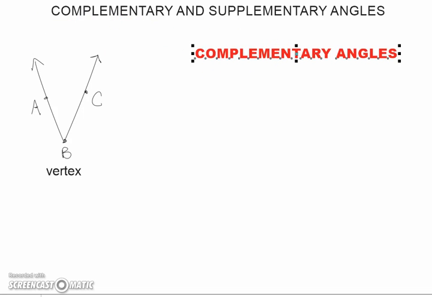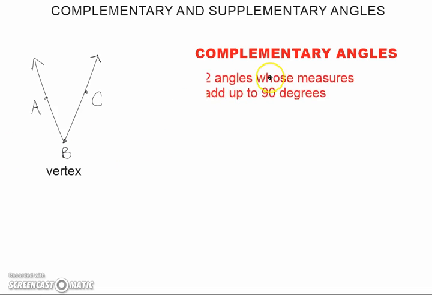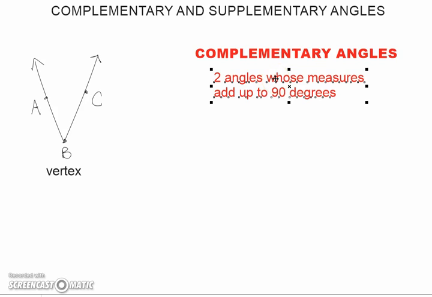Complementary angles are two angles whose measures add up to 90 degrees. The angles themselves are not 90 degrees each, but together mathematically they add up to 90 degrees. These are three examples of pairs of angles that add up to 90 degrees. They are called complementary angles.